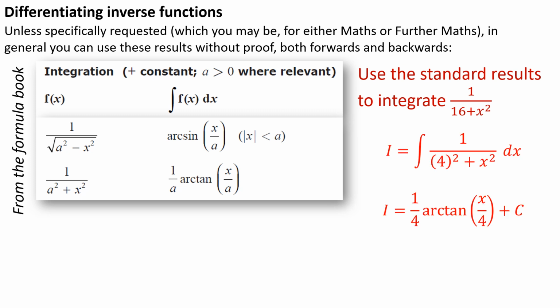Okay, well, hopefully this one's fairly easy to interpret. We can identify the appropriate result. It's going to be the arctan. And then we can figure out what a must be. Since I've got 16 and they have a squared, a squared must be 16, so a is 4. And the result says I need 1 over a times arctan of x over a. So far, so good.